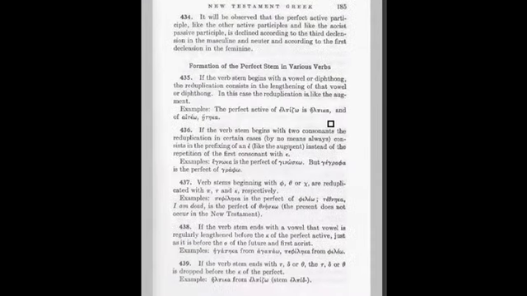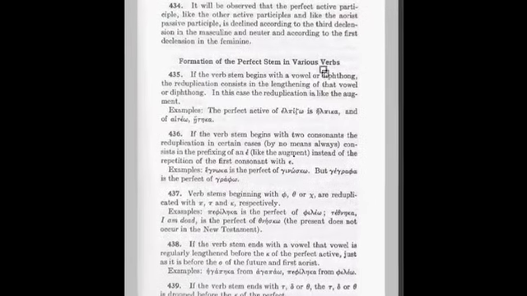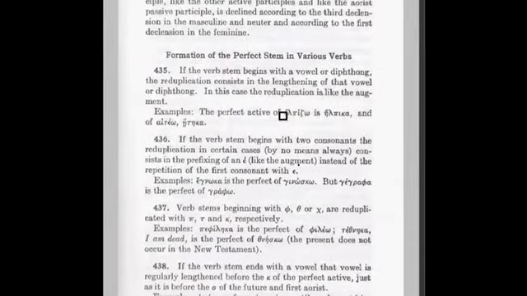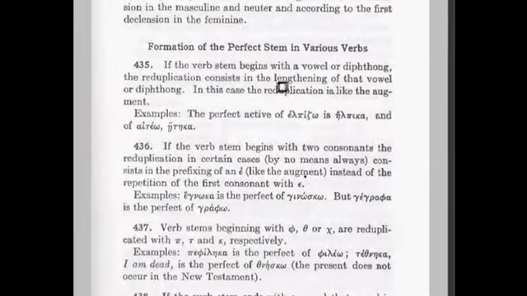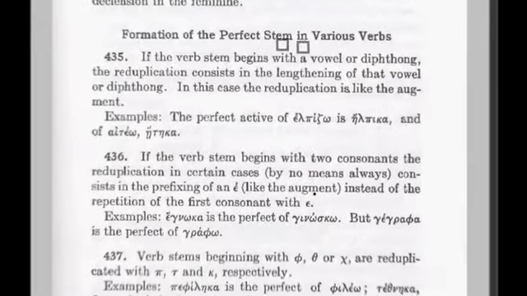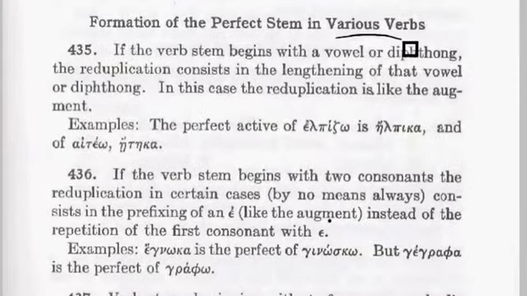All right, looking at page 185, I'm not going to go through this in detail. I just want you to pay attention to it. Essentially what he's noting here is that various verbs and various types of verbs form the perfect stem in a variety of ways. So for example, he says if the verb stem begins with a vowel or a diphthong, then the reduplication consists in lengthening that vowel. That is somewhat like the augment that we saw earlier.